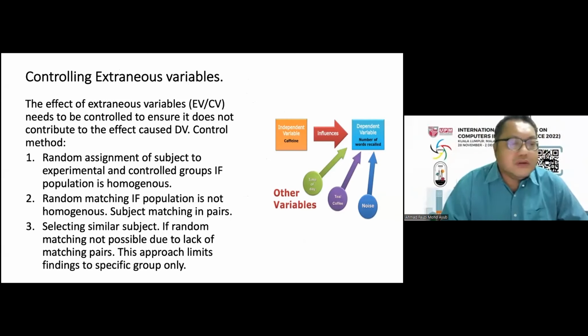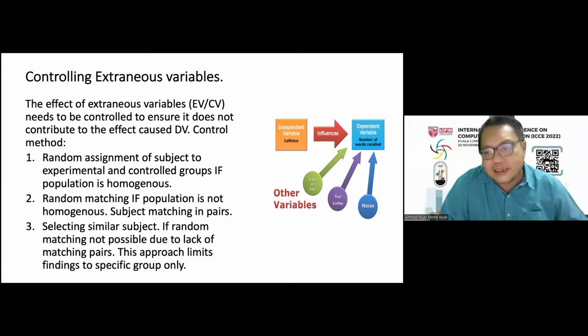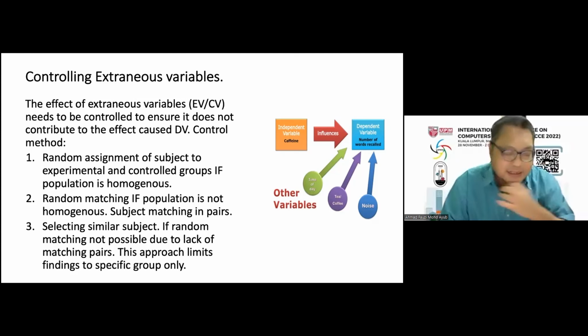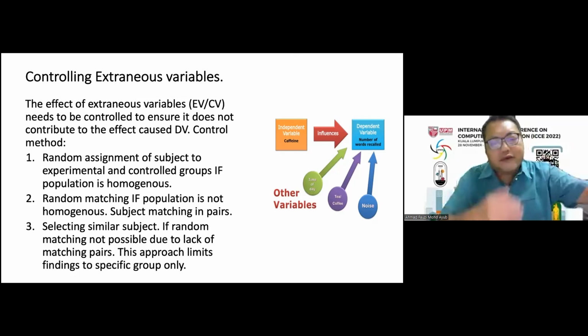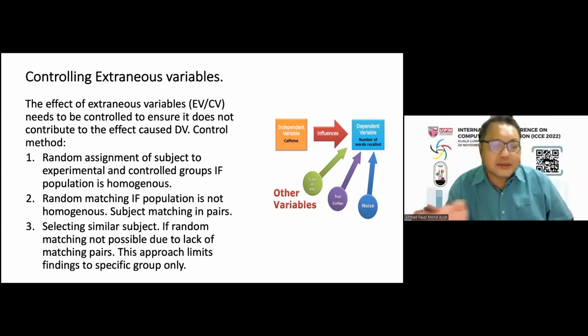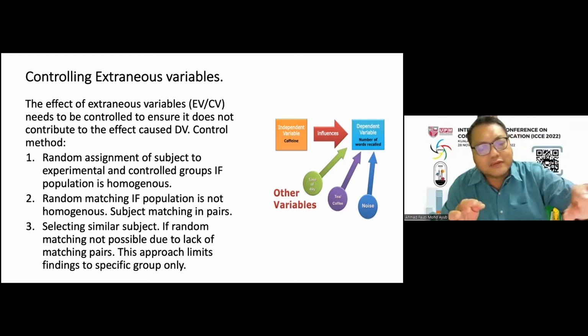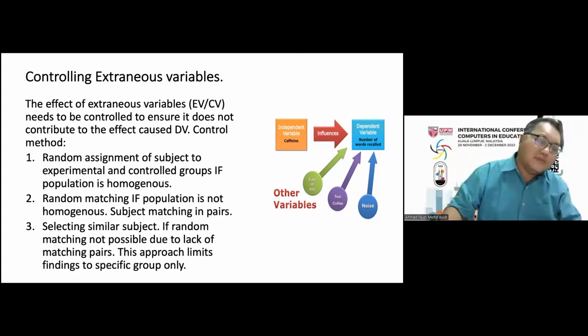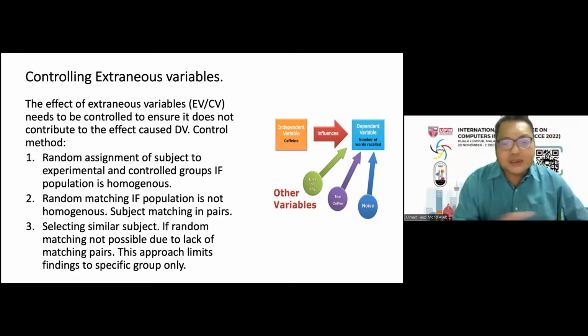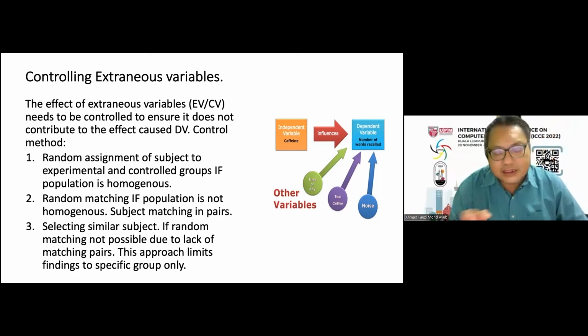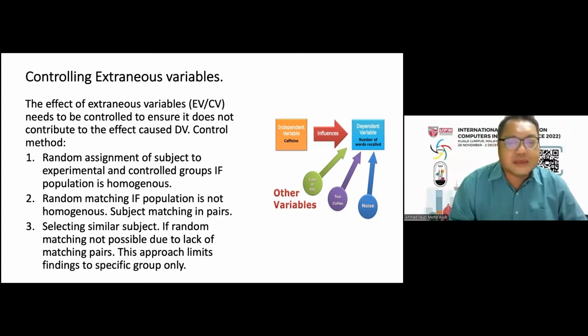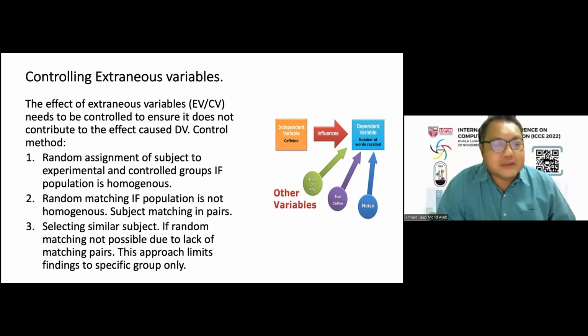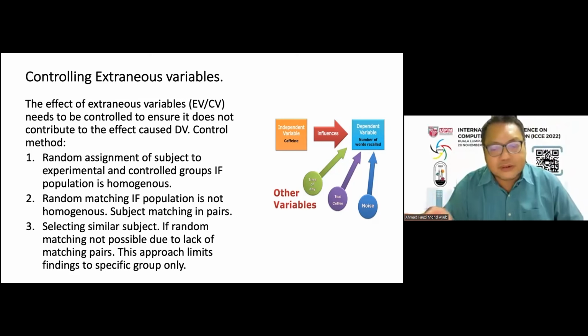Or you can look at their previous performance test, let's say their final exam last year. So you can have the marks for the 60 students. You put the highest mark in group A, the second highest mark in group B, and so on. Using this type of random assignment, you have equivalent students in terms of their early performance, not their later performance.